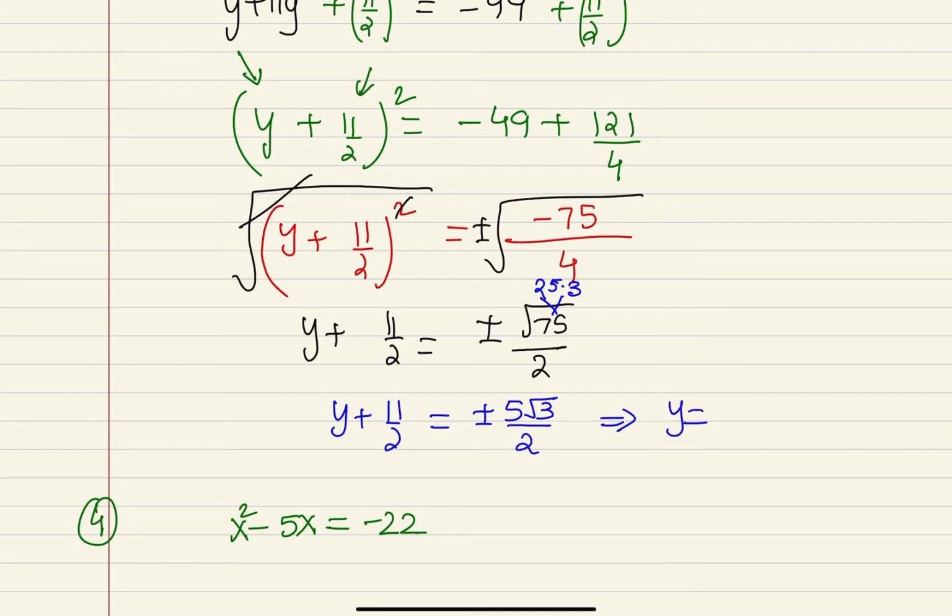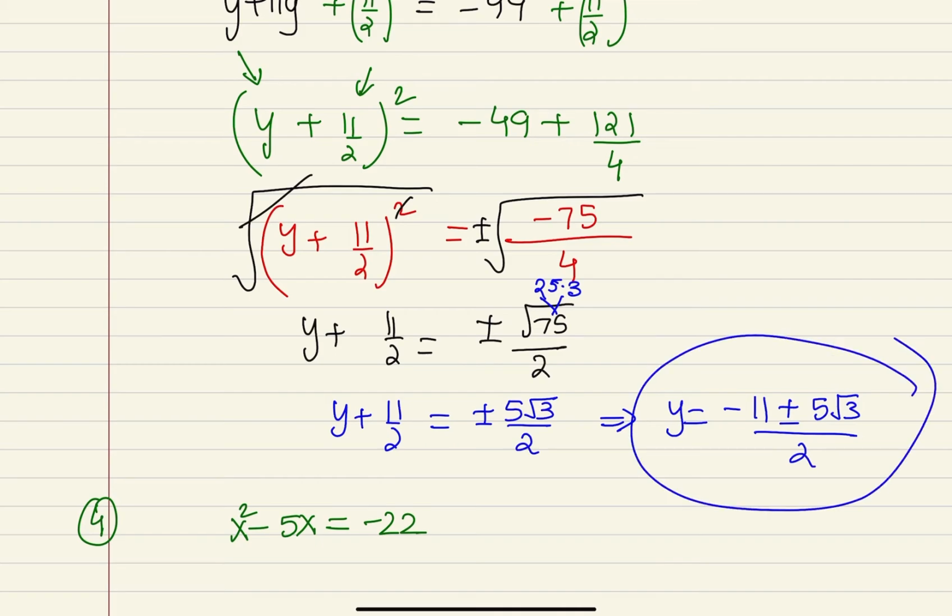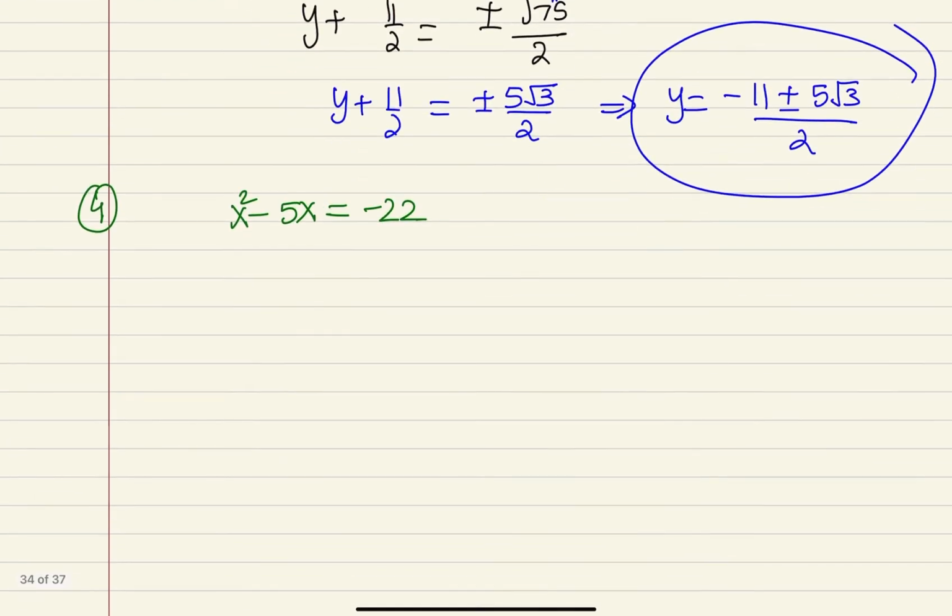Lastly, moving the 11 halves to the right hand side by subtracting 11 over 2 from both sides, so negative 11 plus minus 5 root 3 divided by 2. There's my two solutions to this quadratic equation. These solutions are also called x-intercepts or roots or zeros of, or solutions of the equation.